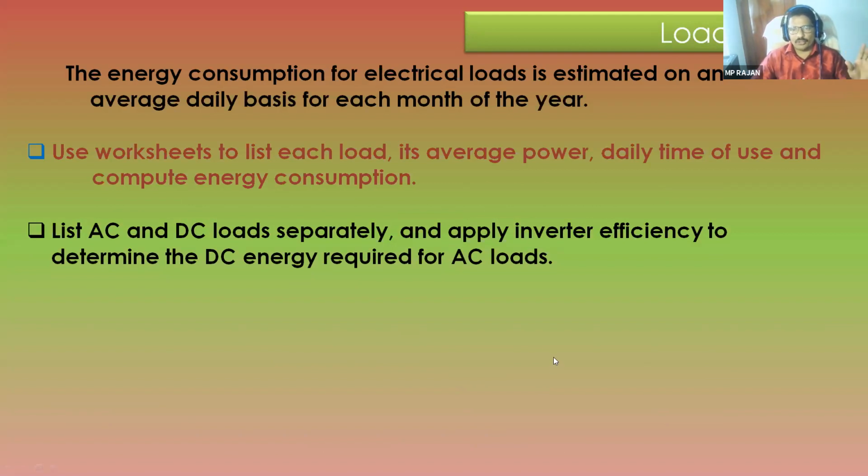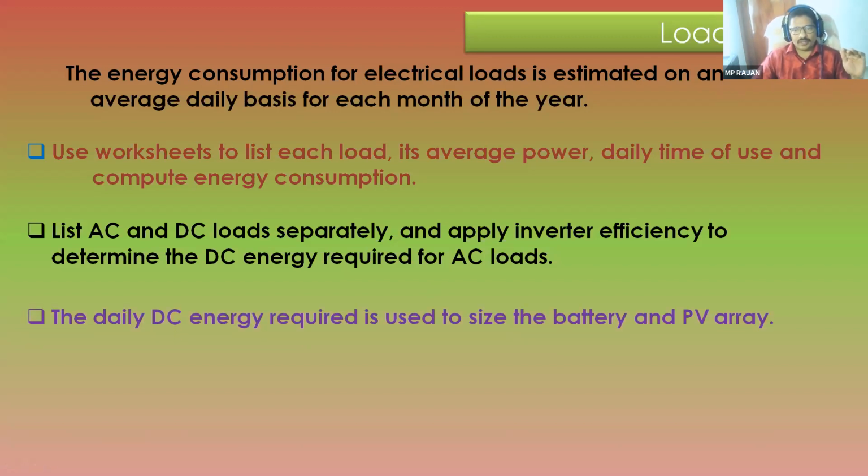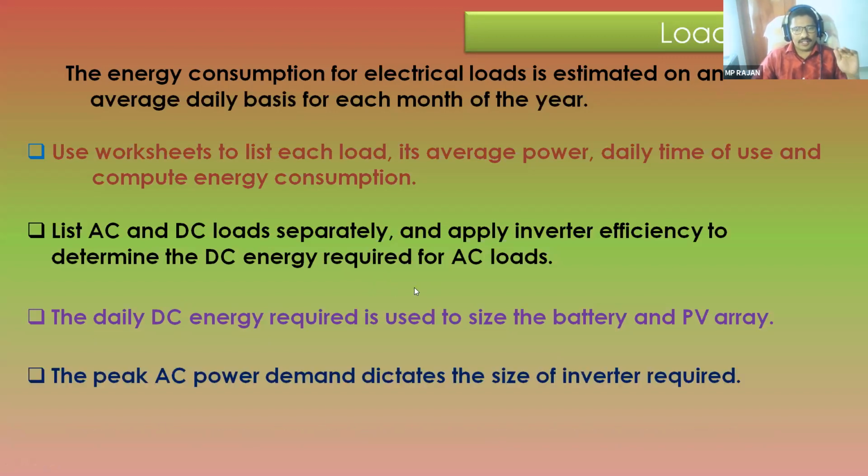But a battery should give supply to both AC load and DC load. When you are designing a battery, at that time you should consider AC and DC load and AC and DC energy consumption also. Okay, so for battery and PV array, you should consider your DC load also. Okay, inverter should be able to give the worst peak power amount.